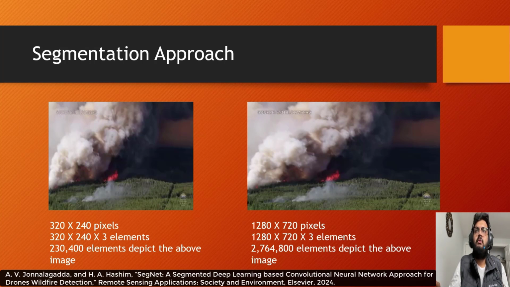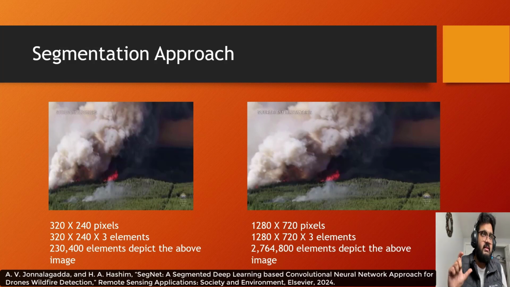An image with 320 by 240 pixels on the left and an image with 1280 by 720 pixels on the right. Same segments of these images are extracted, which have the same area covered. Let's have a look at the information they provide. The image on the left, which is 320 by 240 pixels, has 3 channels, RGB, and thus in total the complete image is depicted by 230,400 elements, whereas the picture on the right has 2,764,800 elements that depict that picture.